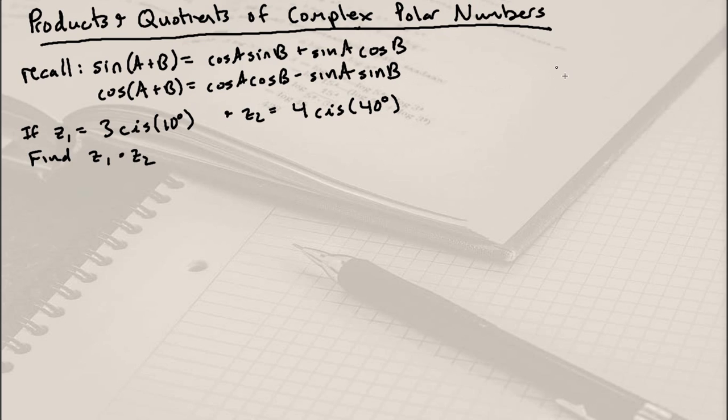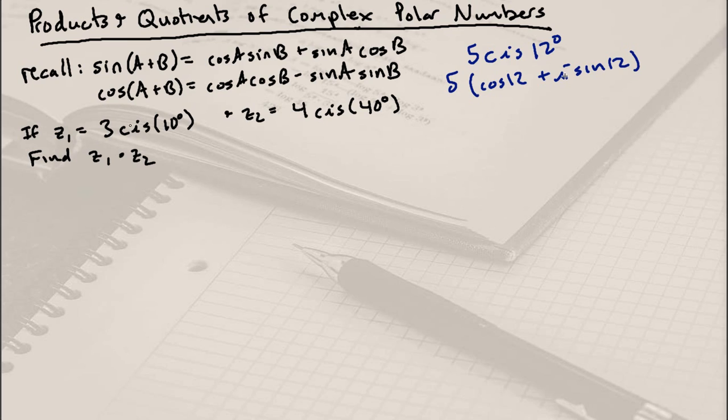Now we're going to take a look at what happens if we take the product or the quotient of complex polar numbers. Remember, if I have something like 5 CIS 12 degrees, that means the same thing as 5 times parentheses cosine 12 plus i sine 12. I'm using degrees just for convenience, but the same thing applies in radians.